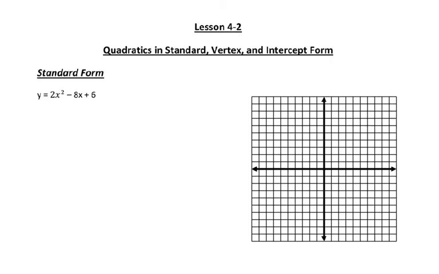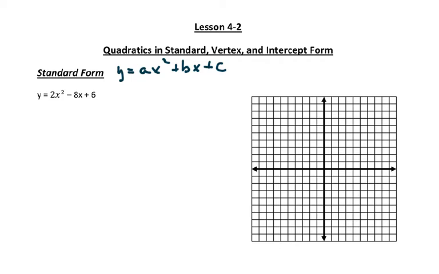For standard form, we know that it's going to be written in the form of y equals. So we'll go ahead and write it off to the side here, next to standard form, so that you'll have all the forms. y equals ax squared, we've seen this before, plus bx plus c. So ax squared plus bx plus c is what we call standard form.